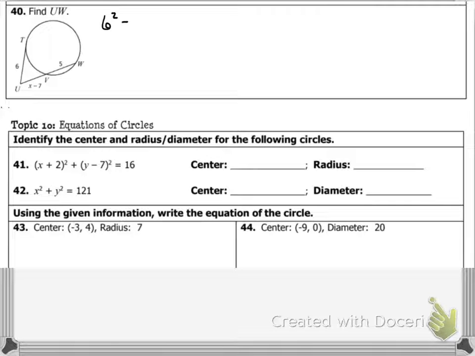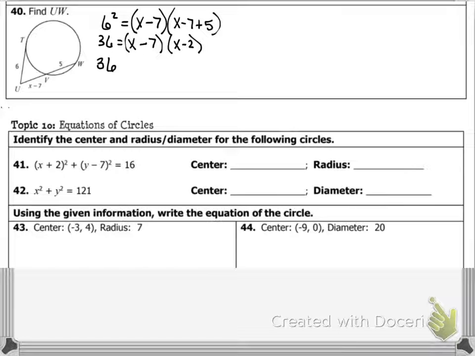6 squared equals x minus 7 times all the way across, which is x minus 7 plus 5. And then that's 36 equals x minus 7, x minus 2. Ooh. Alright, I'm seeing a quadratic coming up here. I'm going to FOIL this out and multiply those two binomials together.